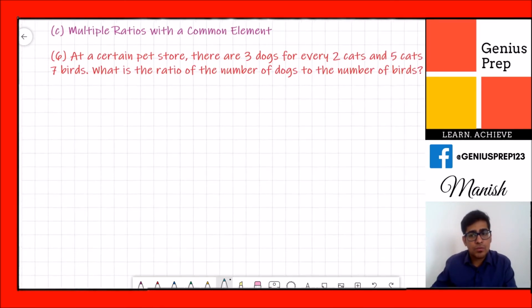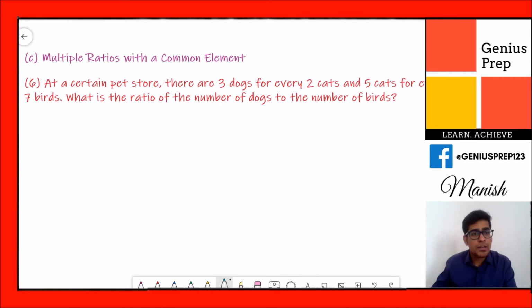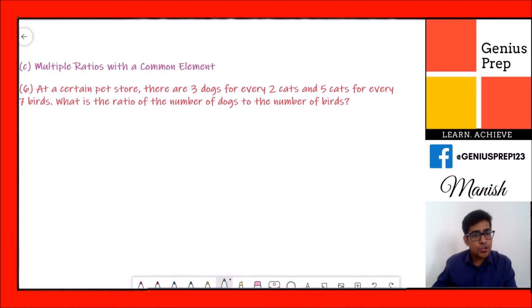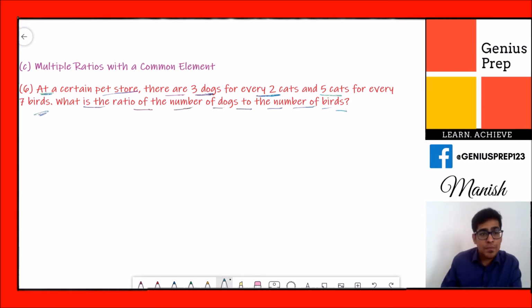And now let's move to the third kind of question, where we are given multiple ratios with a common element. Let's solve this question and you will get the idea. At a certain pet store there are 3 dogs for every 2 cats and 5 cats for every 7 birds. What is the ratio of the number of dogs to the number of birds? Here dogs to cats is 3:2, and cats to birds is 5:7.